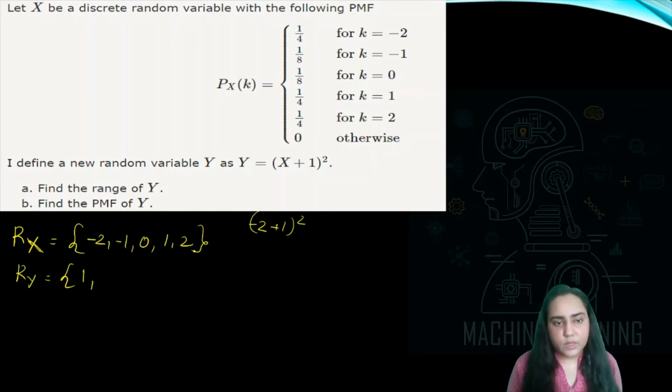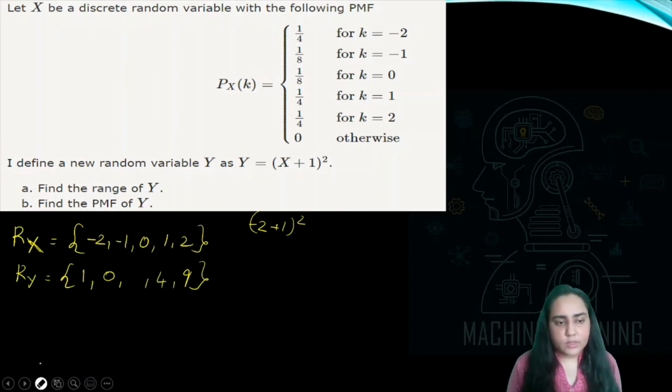So this is 1. What happens if I have -1? Then it's going to be a 0. If I have a 0, it's going to be 1 again. If I have 1, it's going to be (1 plus 1), 2 squared, which is 4. And then (2 plus 1), 3 squared, which is going to give me 9. Because it's a set, you do not need to keep values which are duplicate. So we remove the duplicate here.